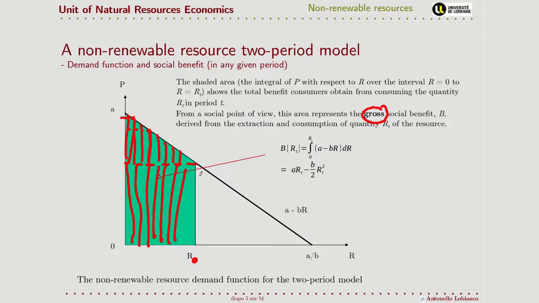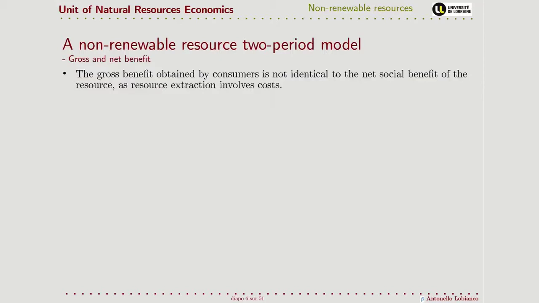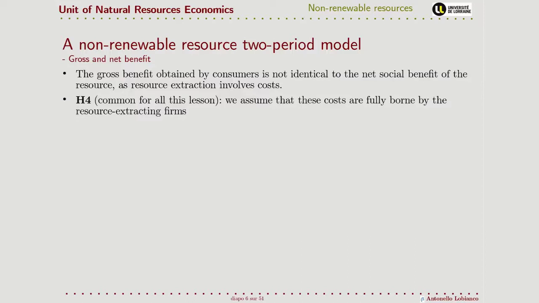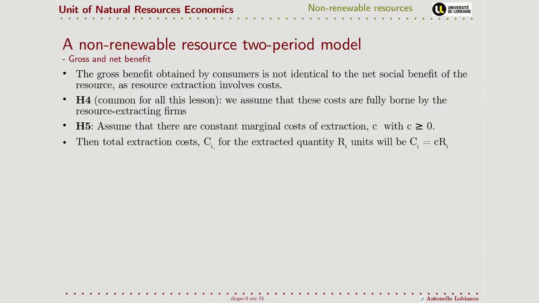So what we want to maximize as the social planner is exactly this, the social benefits deriving from the extraction and consumption of this resource. So what we do is take the integral from zero to this level of the resource, and we want to maximize this benefit for the two periods. Again, we are speaking about gross social benefits, because the net benefits will have to consider the extraction cost, and we are assuming that extraction costs here are borne by the firm that extracts the resource.